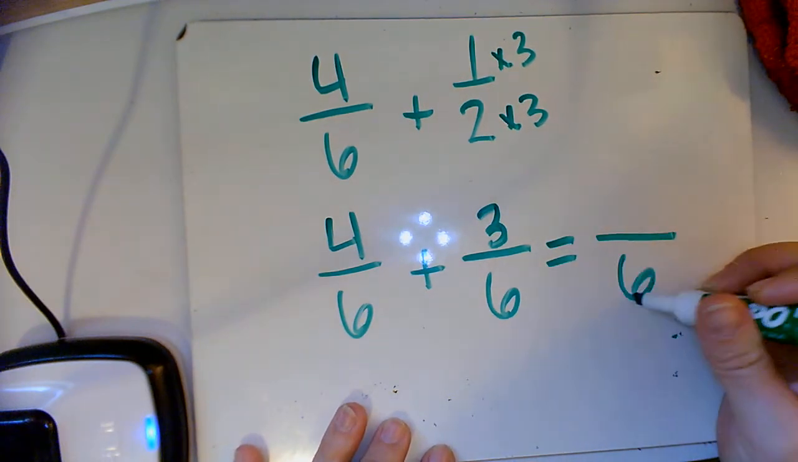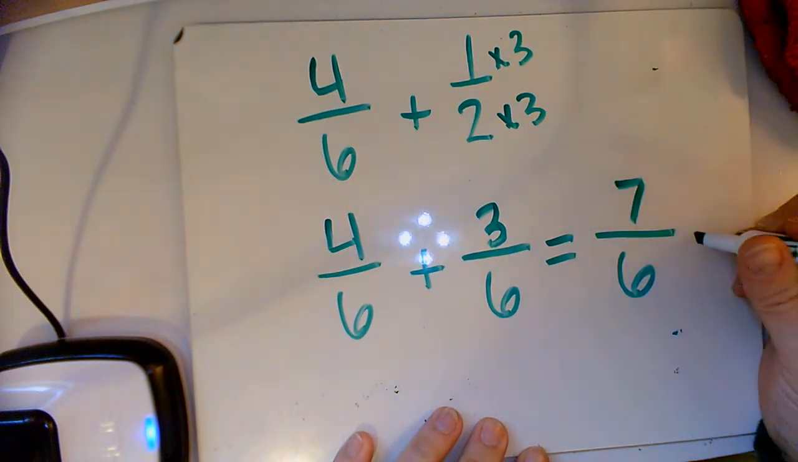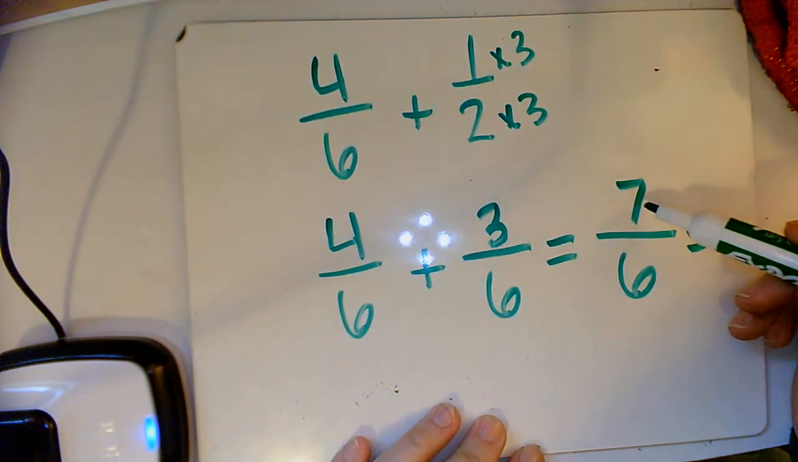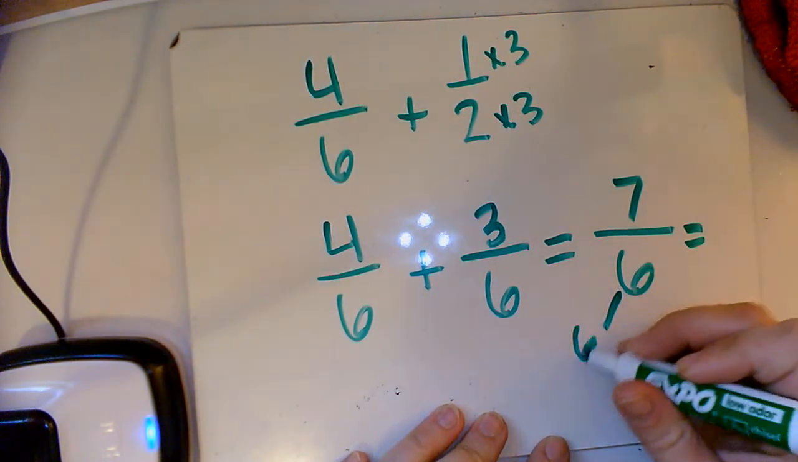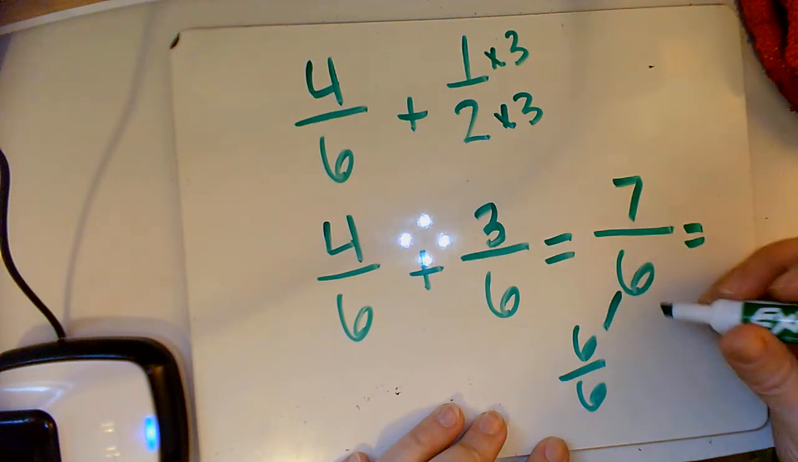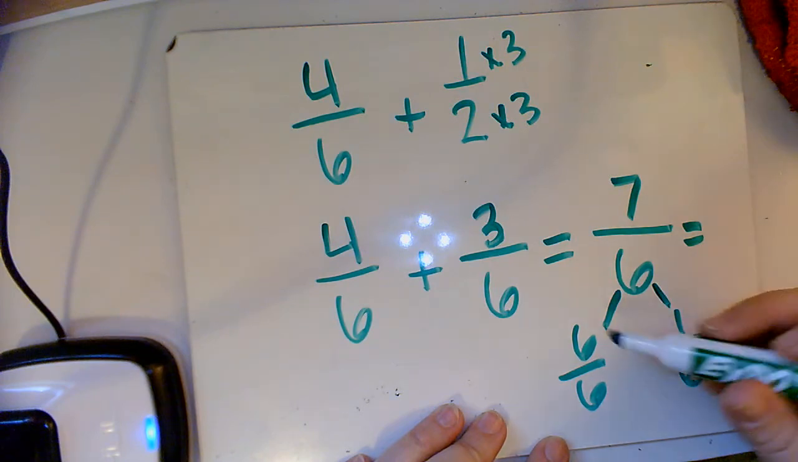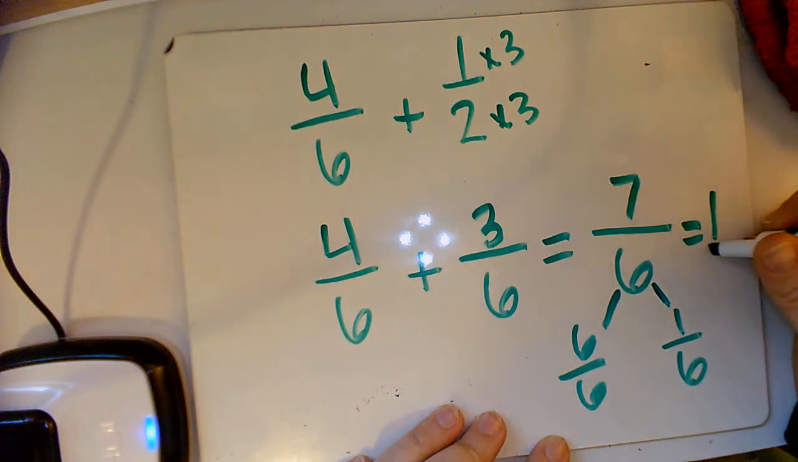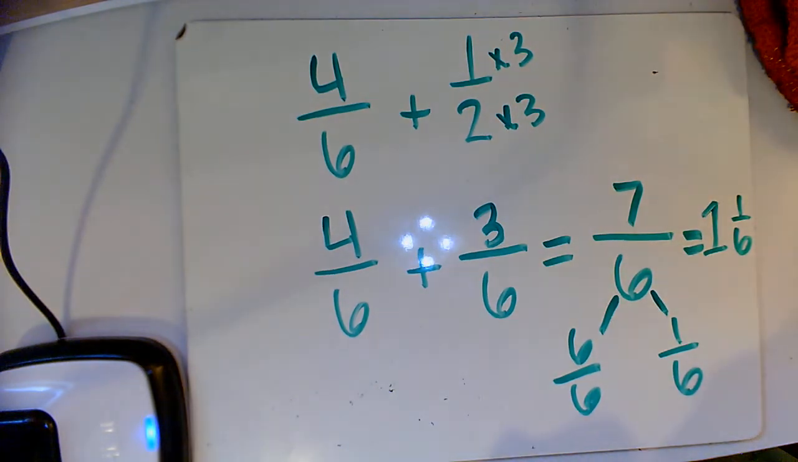Denominator stays the same as 6. 4 plus 3 gives me 7. Numerator's larger than the denominator, so let's take 6 of those to make 1. 7 minus 6 leaves us with 1/6. So 6/6 is equal to 1, and we still have that 1/6. 1 and 1/6. All right.